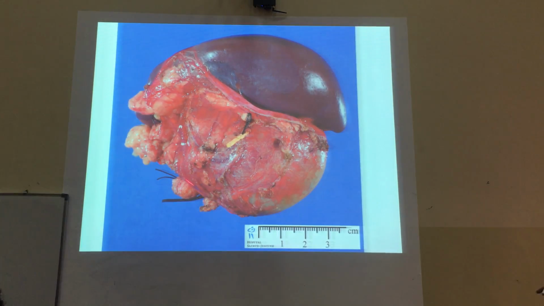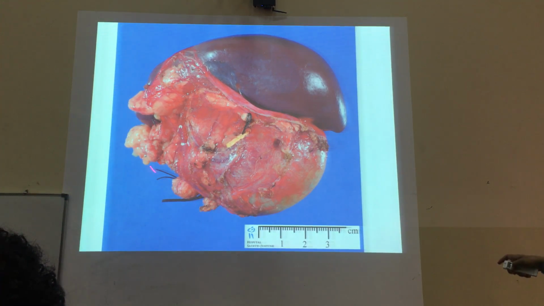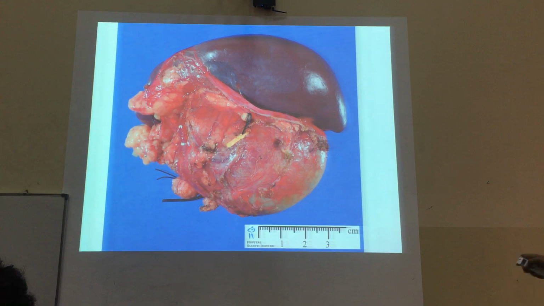Sometimes the pseudocyst can be very big. What is this on? Liver? Spleen. It is spleen actually. So the tail of the pancreas has such a big cyst that it can even get stuck to the spleen also. So this whole thing is a big pseudocyst formation.